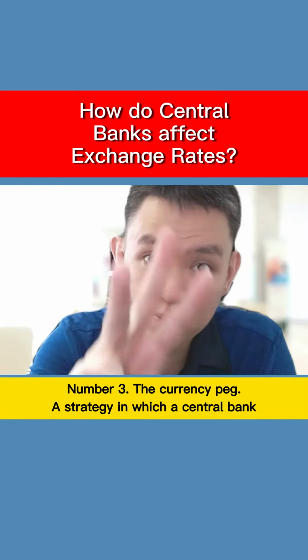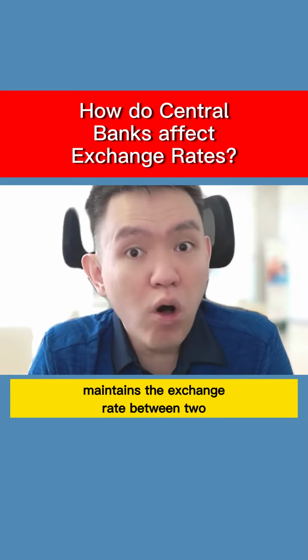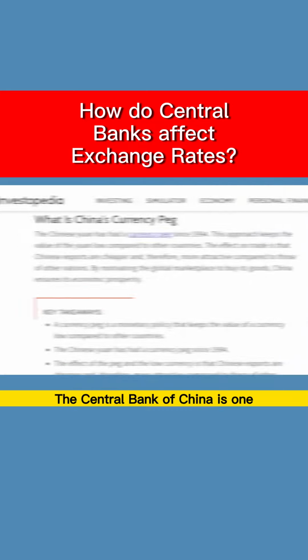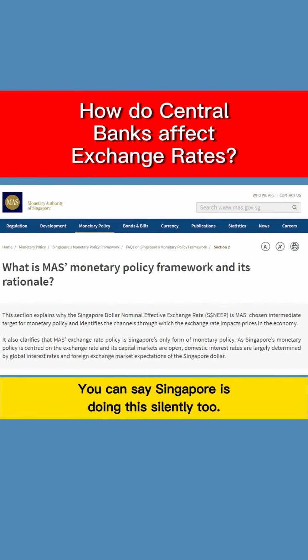This brings us to number three, the currency peg, a strategy in which a central bank maintains the exchange rate between two or more currencies within a narrow band. The Central Bank of China is one of the most prominent practitioners of this strategy. You can say Singapore is doing this silently too.